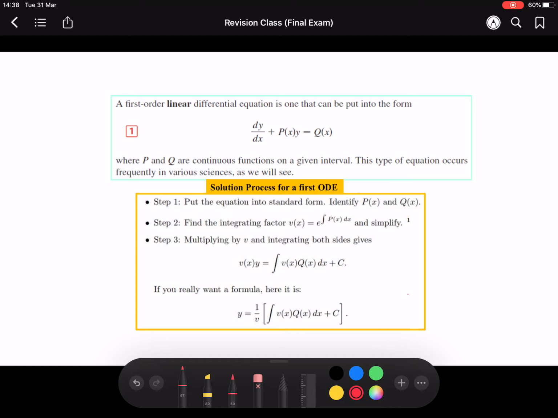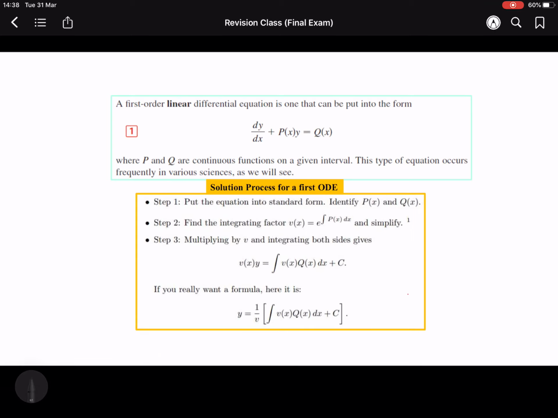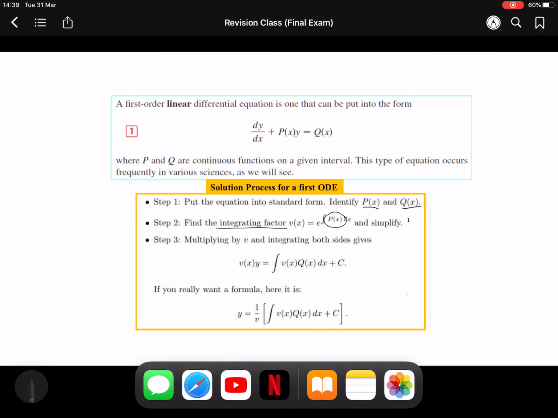The first step is that you have to find the p(x) and the q(x) terms. The second step, after you know the p(x) function and the q(x) function, is to find an integrating factor based on the p(x) term by taking the exponential of the integral of p(x) dx. And the last step, you will multiply both sides of the equation by the value of the integrating factor, which I will show you in the example.